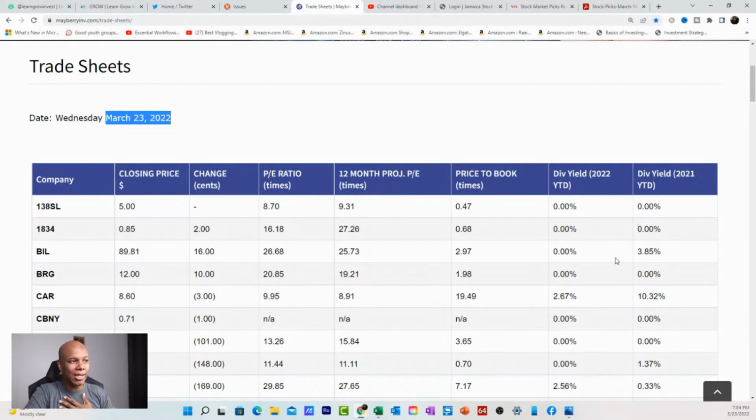Now, personally, I don't know if I trust the data that I see in the dividend yield columns. So I've decided not to use that. I'm not going to use change, not going to use projected PE or price to book. We're going to take 3 columns today: the company, the closing price, the PE. All right. So let's go to our Excel file now.